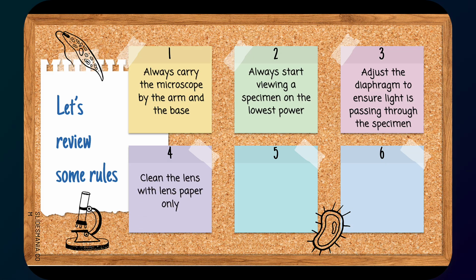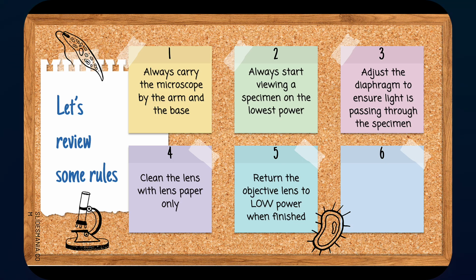Number 4, if you need to clean the lens, you need to use lens paper only. If you try to use anything else, it can scratch the lens. Number 5, return the objective lens to low power when you're finished viewing something, or in between viewing different specimens. You always want to go back to low power.